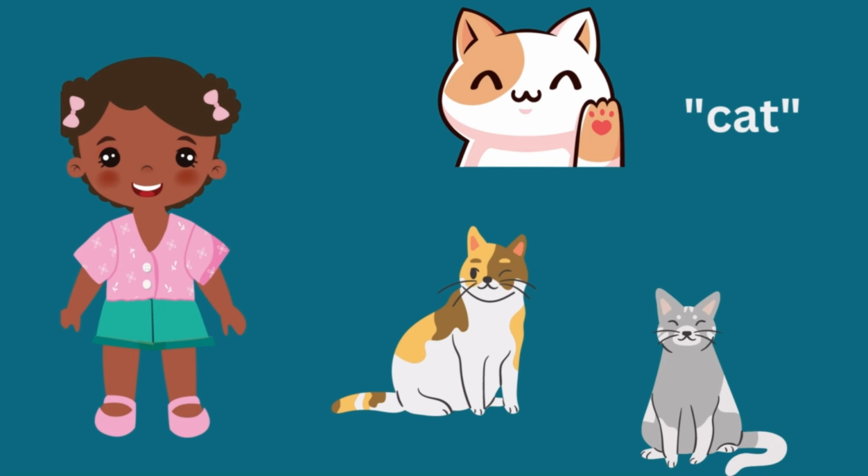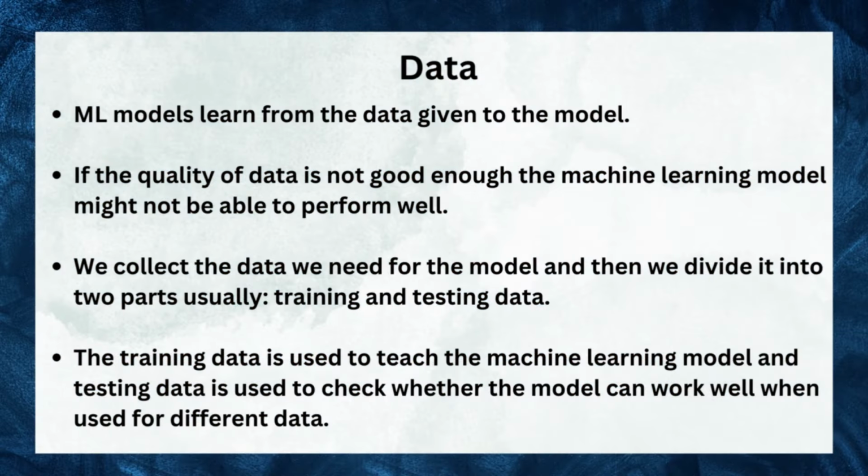Machine learning works in a similar fashion. Models are exposed to data repeatedly until they learn the pattern and can make predictions with increasing accuracy. The machine learning models learn from the data given to the model. In the previous analogy of the child, if we show disrupted images or false images of a cat, the child will not be able to understand. Similarly, if the quality of data is not good enough, the machine learning model will not be able to perform well.